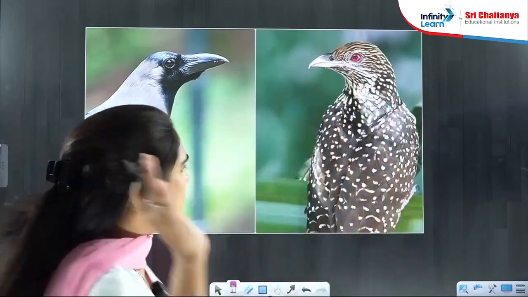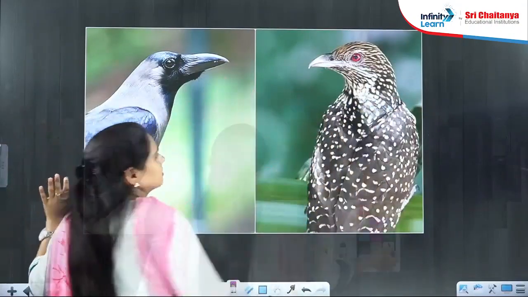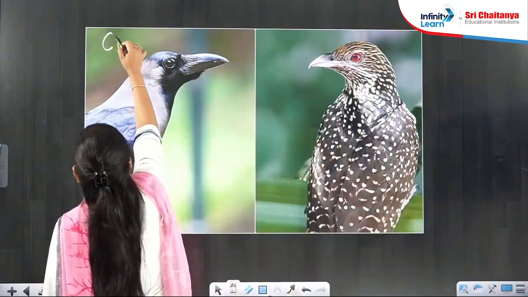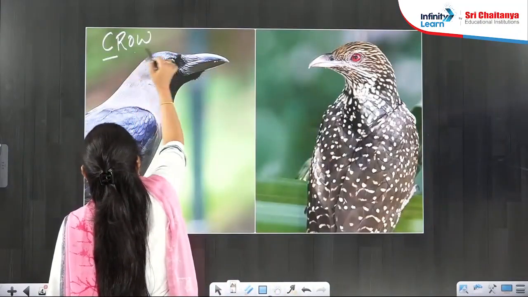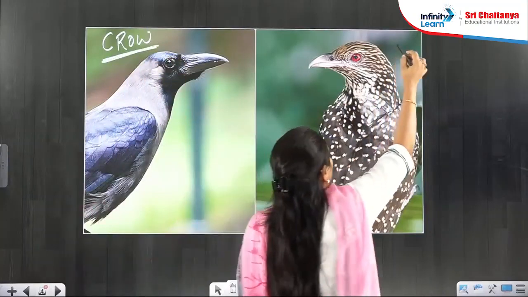Tell me, what is this and what is this? Can anybody tell? Beta, this is crow. This is cuckoo.